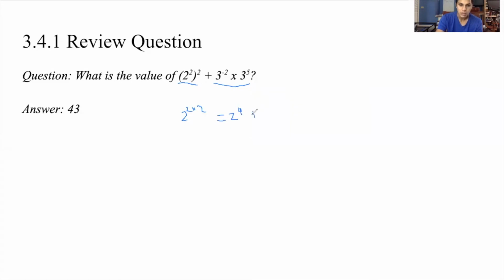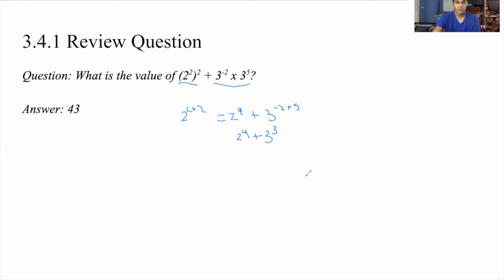And then that's plus, and then since we're multiplying 3 to the power of negative 2 and 3 to the power of 5, since it's multiplication, we can add the exponents. So 3 to the power of negative 2 plus 5. And negative 2 plus 5 is 3. So this simplifies to 2 to the power of 4 plus 3 to the power of 3.